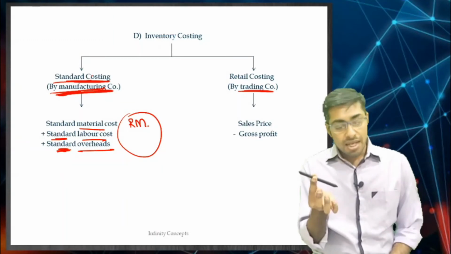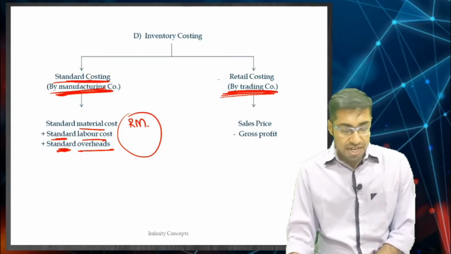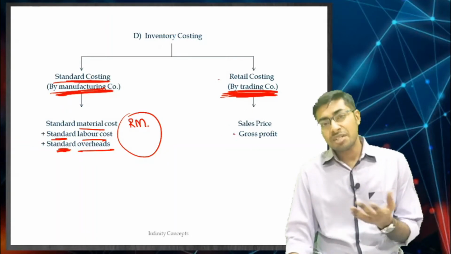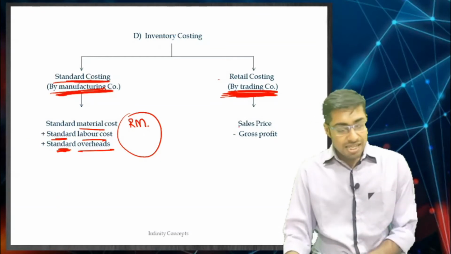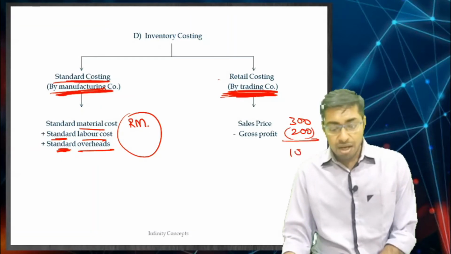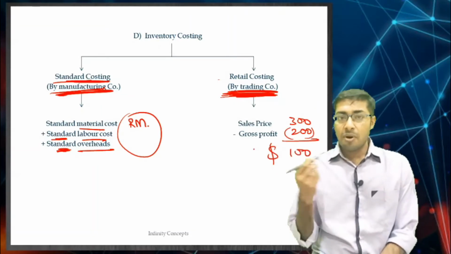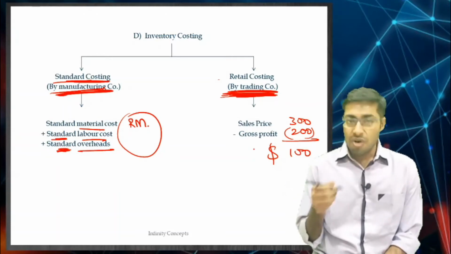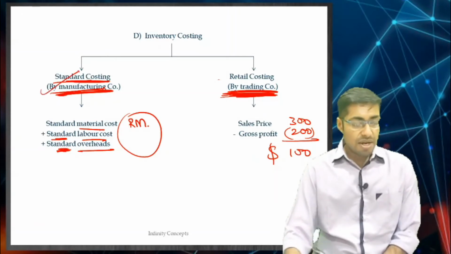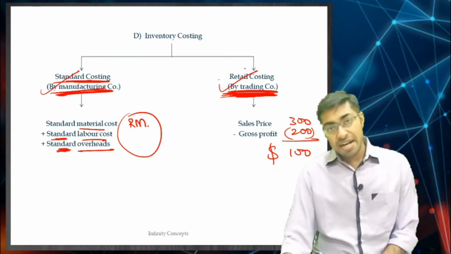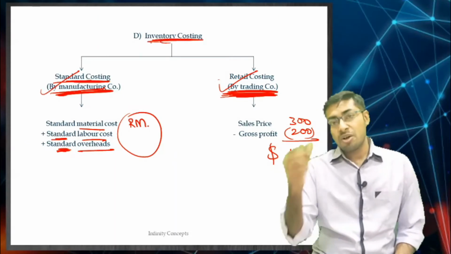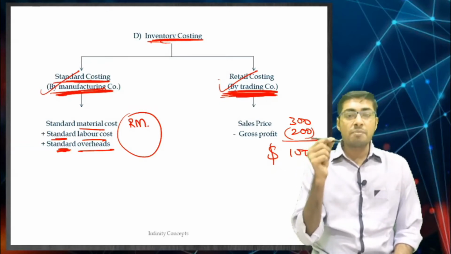And therefore, the costing of this pen comes to $100. And if it is a trading company, then my retail costing is going to be sales price minus gross profit, which is nothing but the purchase price only. Say for example, $300 is the sales price, minus gross profit of $200 which I have kept, so $100 is my purchase cost, or whatever the cost is. This becomes the cost. So this is how standard costing for a manufacturing company and retail costing for a trading company are going to be. This is what your inventory costing is going to be, the cost per pen.